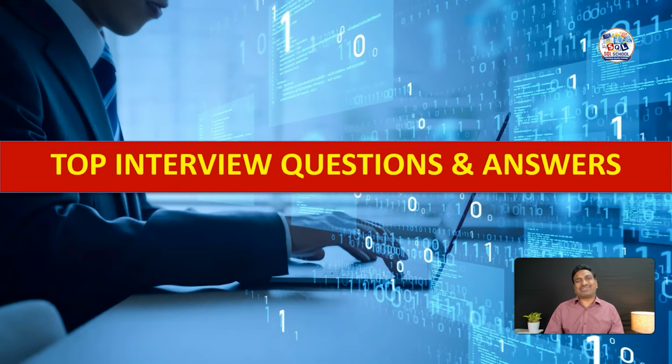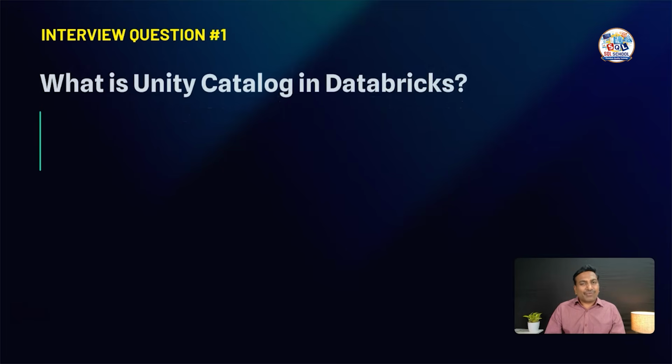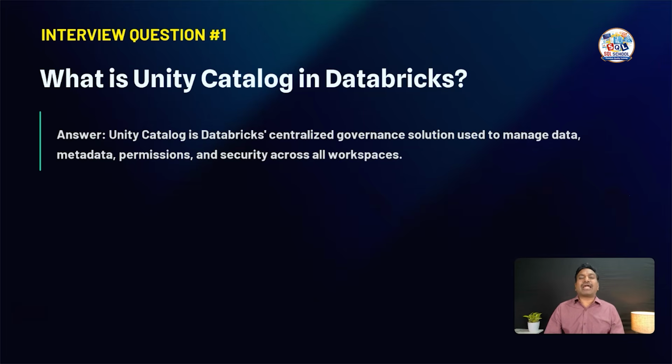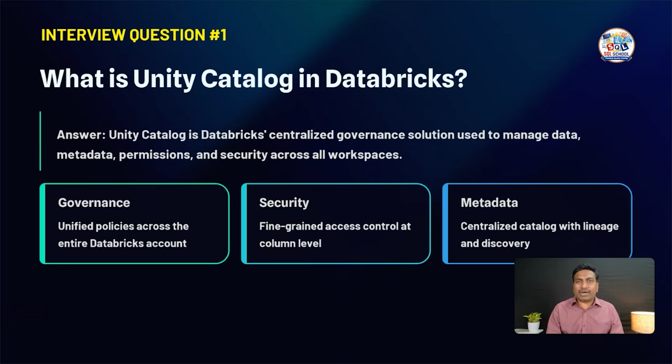Now come the top interview questions pertaining to Unity Catalog. First question, what is Unity Catalog? The answer should be straightforward. Unity Catalog is Databricks' centralized data governance solution to manage data, metadata, permissions, and security across all workspaces. So if the interviewer allows us to continue, we can still continue our answer in a nice way. We can continue with data governance advantages, security policies and advantages, and metadata management activities.